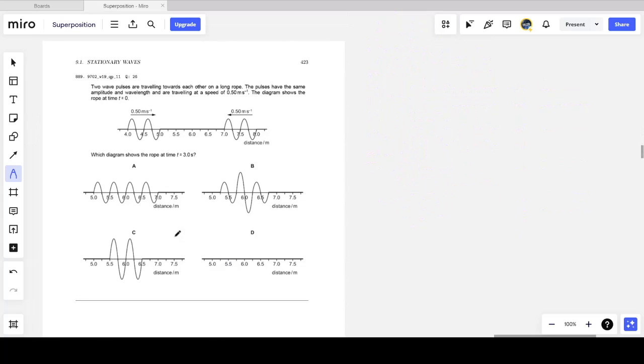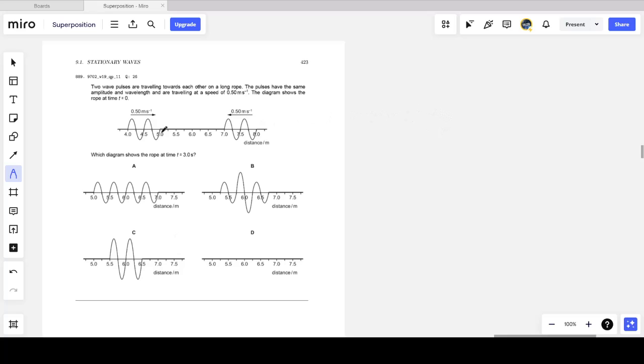The next question is 889. It comes from the winter 2019 exam. It's question paper 1, variant 1, and question 26 from the paper. We have two wave pulses traveling toward each other on a long rope. The pulses have the same amplitude and wavelength and are traveling at a speed of 0.5 meters per second. The diagram shows the rope at time t equals 0, and we want to know which diagram shows the rope at a time of 3 seconds.